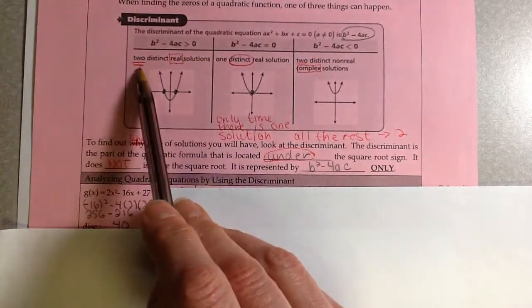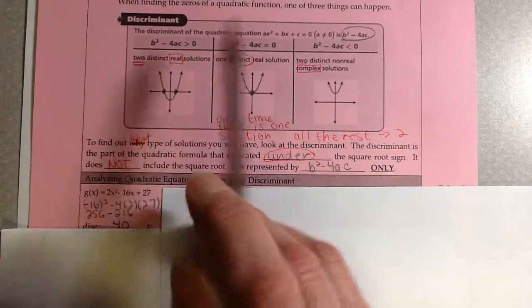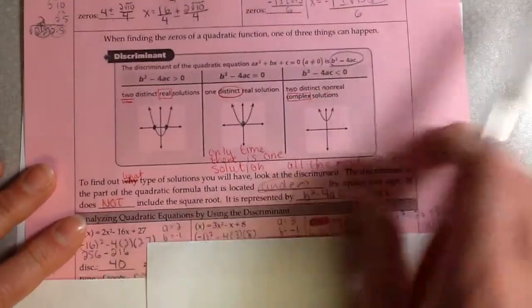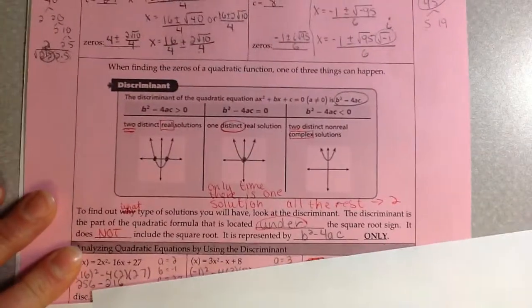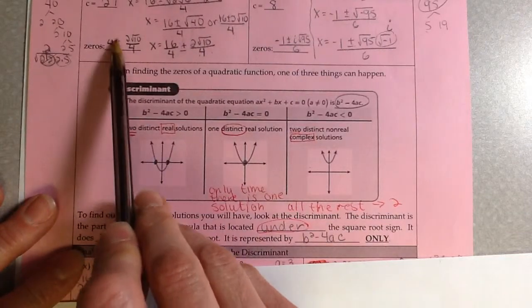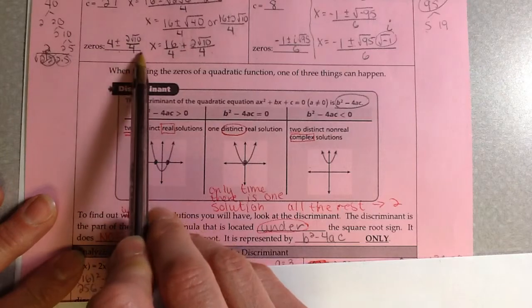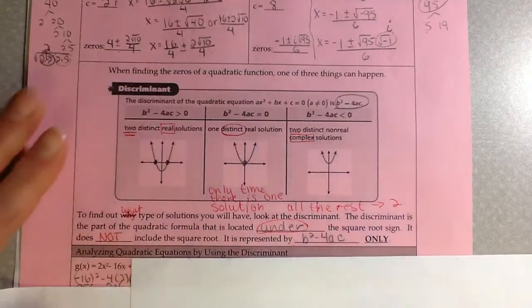So that means we're going to have two distinct, so they're going to be different, real solutions. Now if we go back up, and when we say real, that means we don't have an i in the solution. When we go up to our answer, we have 4 plus 2 times the square root of 10 over 4 and 4 minus 2 times the square root of 10 over 4. So there are our two solutions.